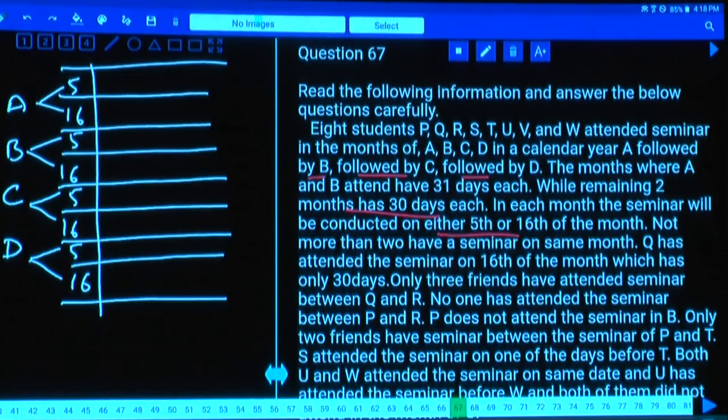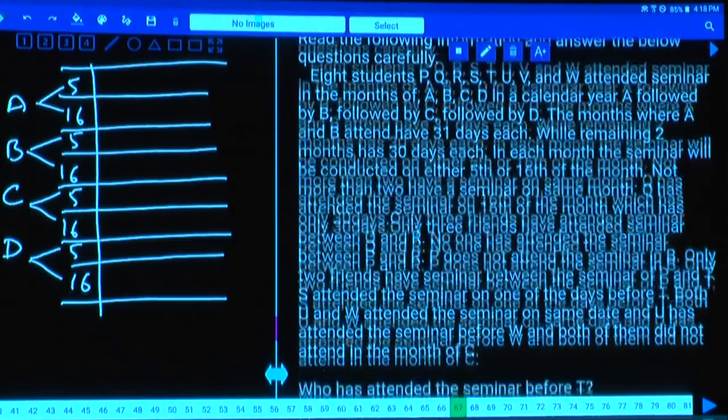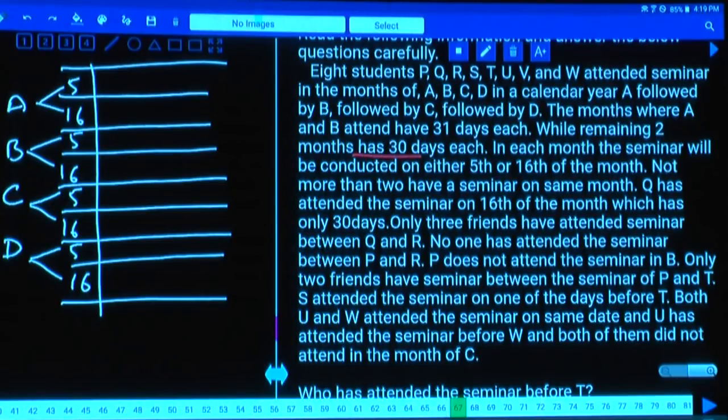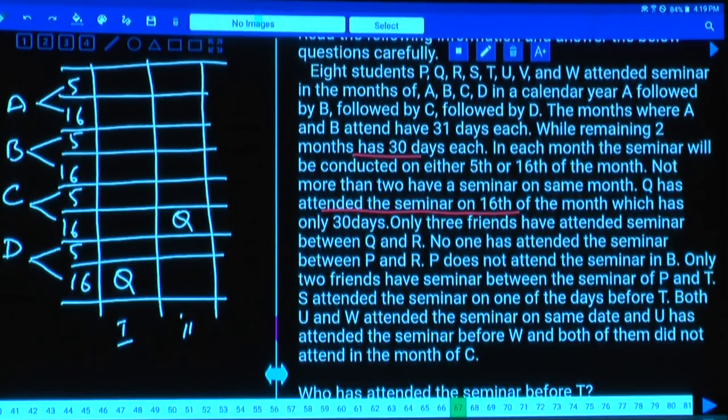Q has attended the seminar on 16th of a month, which has only 30 days. Now, Q has attended the seminar on 16th of the month, which has only 30 days. Then what are the 2 possibilities we have? The first possibility, Q can be on 16th of month D, and the next one is Q can be on the 16th of month C. So we have 2 possibilities, the first one and the second, which has only 30 days.